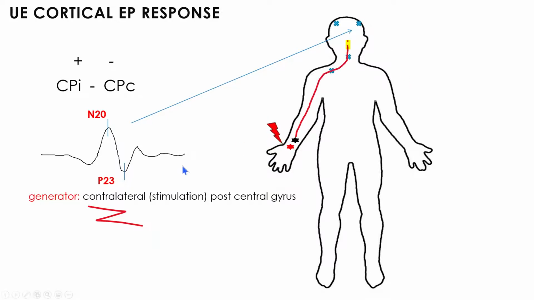This P23 response is just the second component of this cortical response. The active electrode in this derivation is the contralateral cortex. And again, it's contralateral to stimulation. We're stimulating the right side, but we're recording the left cortex.